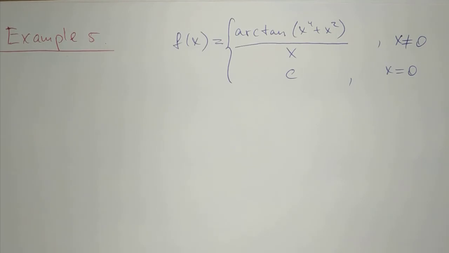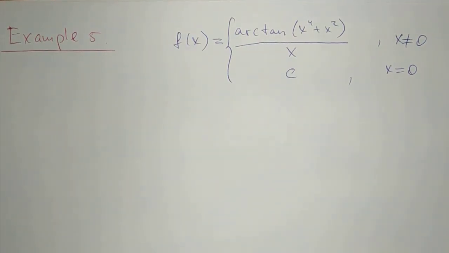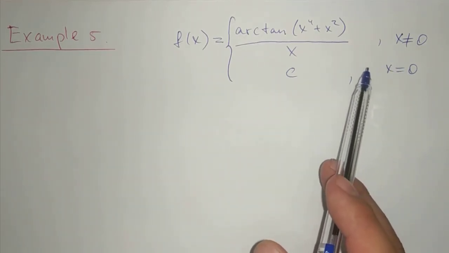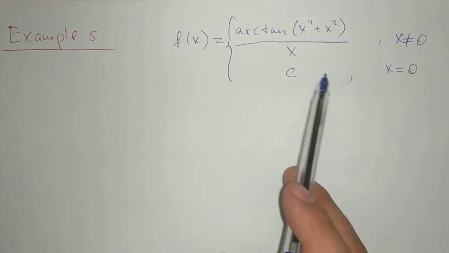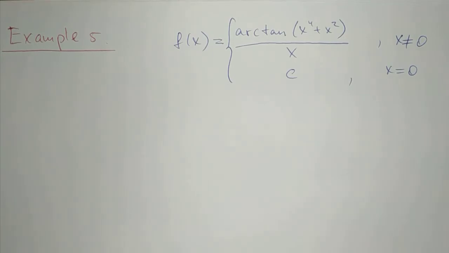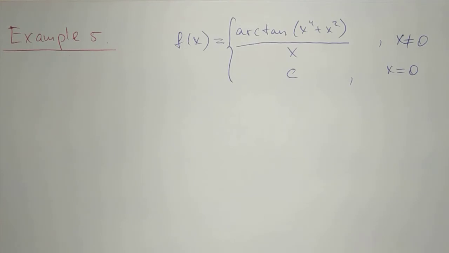The next example: find c such that the function f of x is continuous. Here we have two values of this function, where x is not equal to 0 and x is equal to 0. So for this function to be continuous, they should be equal. One-sided limits at the point x equals 0 should be equal.